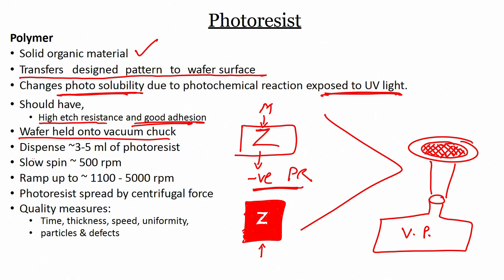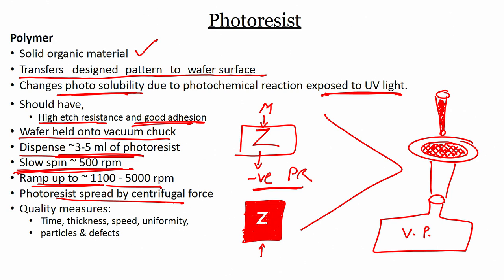all right. So, then we have to coat the photoresist, we have to dispense it using a dropper. Dropper is something like a funnel, and you can take the photoresist and dispense it onto this wafer, okay. So, how much? About 3 to 5 ml. Then initially, to have a uniform coating, we will start with a slow spin of 500 rpm. rpm is rotations per minute. Then we ramp it up to 1000 to 5000 rpm, right.